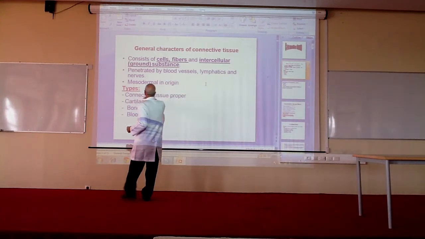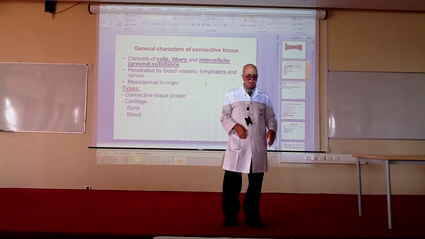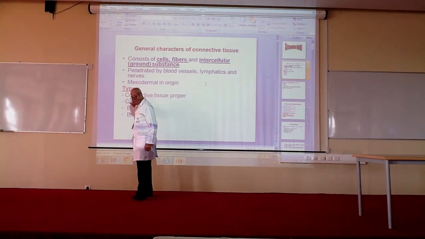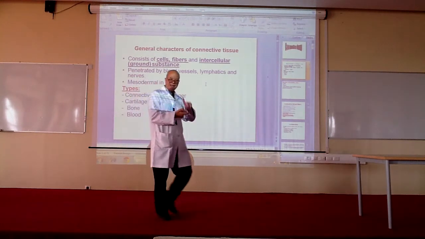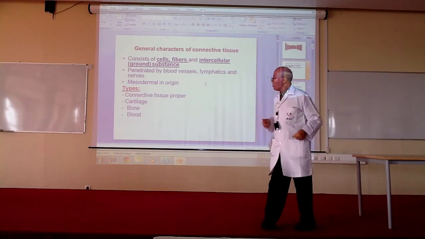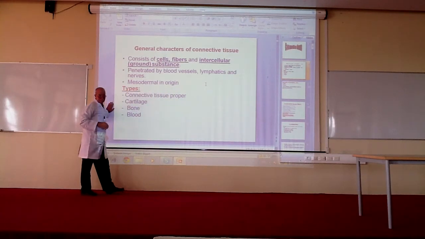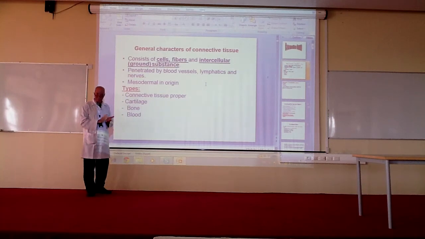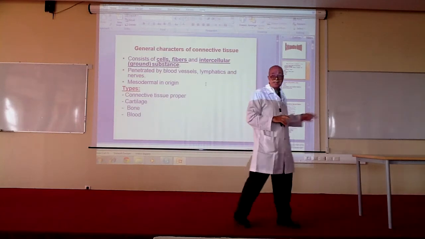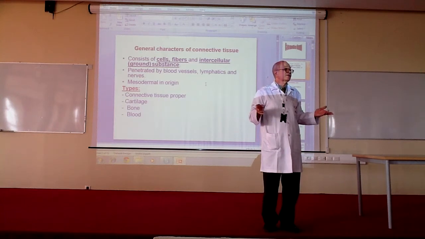Types. Connective tissue proper, which is the ordinary type of connective tissue present everywhere. Next type, cartilage, formed of cells, fibers, and the ground substance. But the ground substance is different from the ground substance of connective tissue proper. Bone has cells, fibers, and the ground substance. But what is the nature of its ground substance or intercellular substance? Calcified. It has minerals.